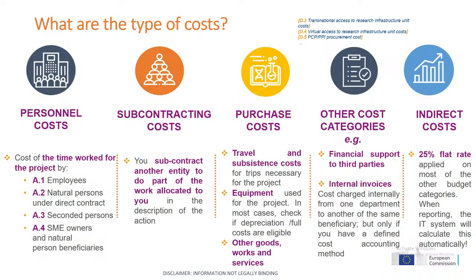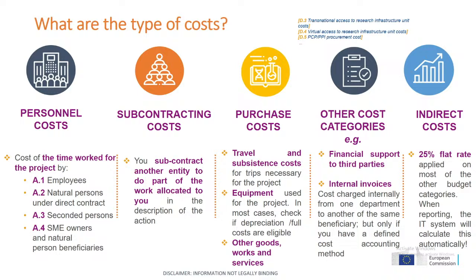We have as well subcontracting cost that my colleague Sara was explaining before from another aspect. Now we will focus more on the cost perspective. And these costs are the ones where the beneficiary decides to rely on other entities to perform part of the work allocated to you in the description of the action in Annex 1 of the grant agreement. We also have purchase costs that are split mainly in three subcategories. So it's travel cost, all these trips necessary for the implementation of the actions, equipment used for the project, and in another slide I will explain how to declare this cost and different particularities. And the third one is other goods, works, and services.